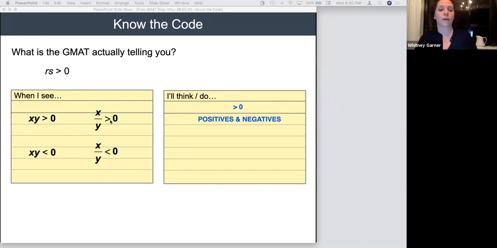And then I might write these little things back down for myself. Notice that x over y greater than 0 means the same as x times y greater than 0. Right? So don't let them hide it from you just by making it look a little different. Add those to your know the code. Off you go.